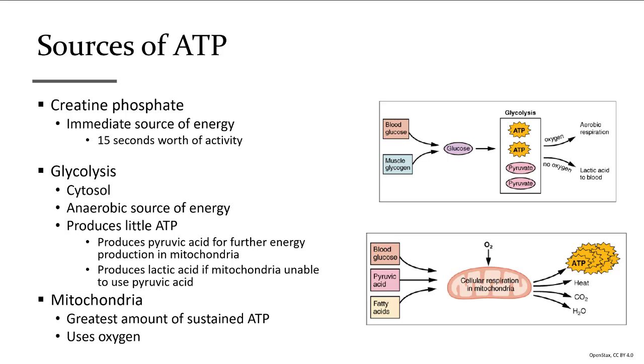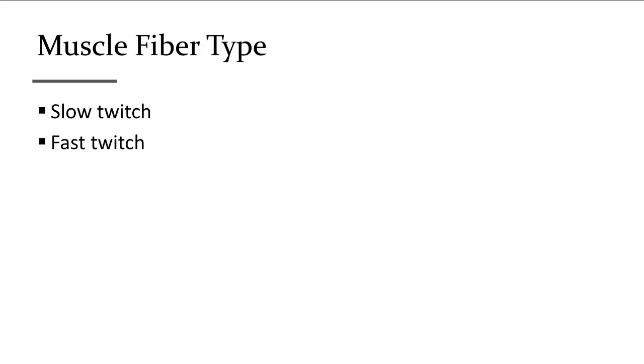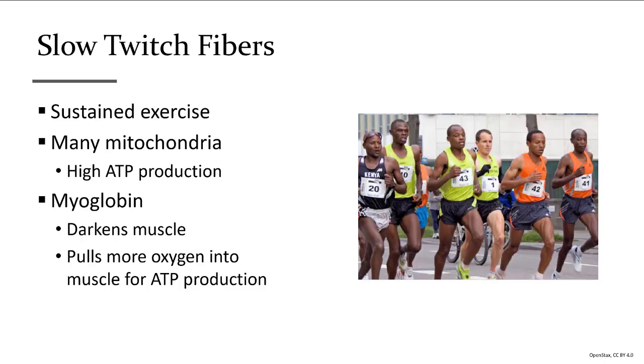We need glycolysis and what's going on in the mitochondria to work together for maximal energy production for sustained activity. We have 2 types of fibers, well, technically 3. We have slow twitch fibers and we have fast twitch fibers. And technically the third one is an intermediate that's a little bit of both, but we'll just stick to the slow and fast.